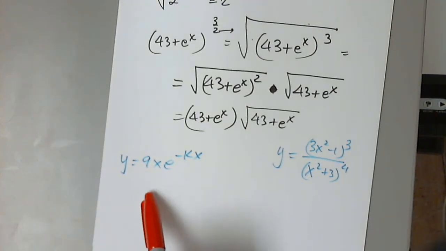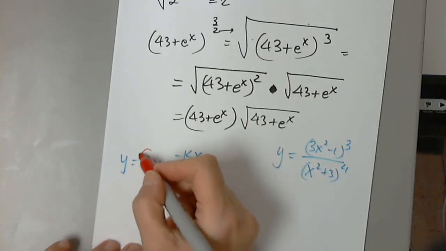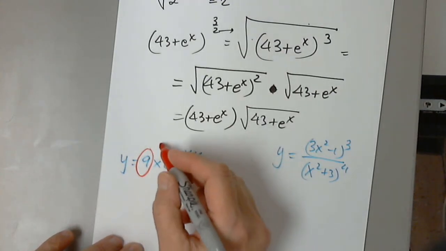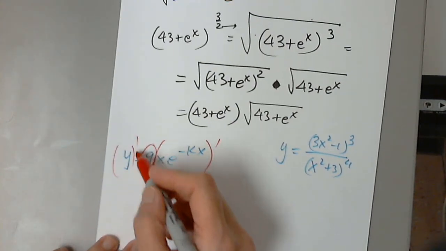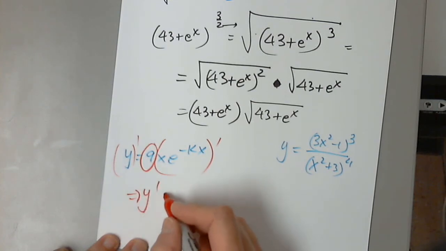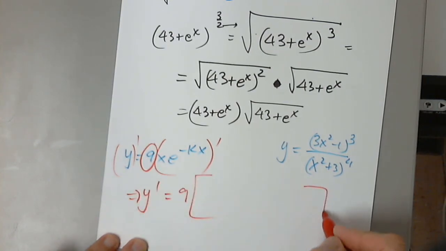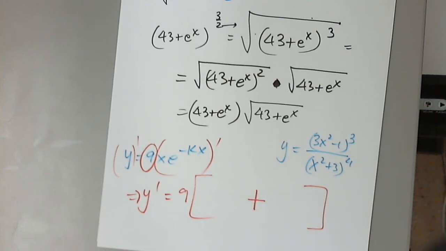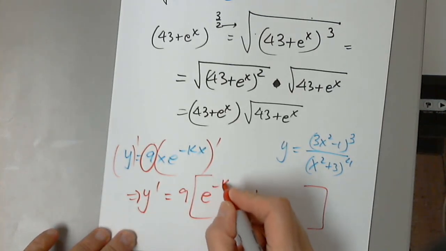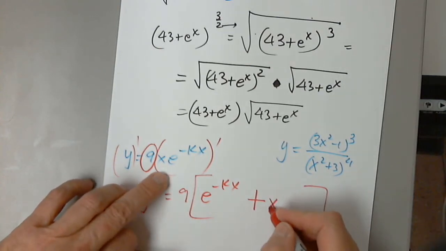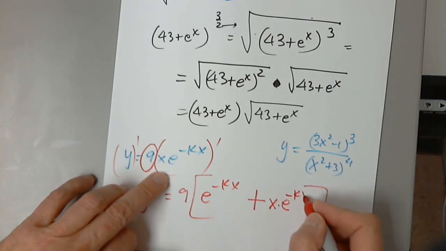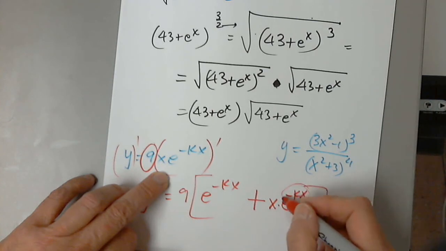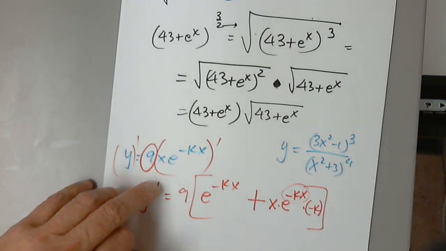Okay, so here we want to differentiate. Leave the 9 outside because it's a product. So differentiate the product. So from here I have y prime equals 9. Every time I differentiate a product, I have to get a sum of 2 terms. So when I differentiate x, I get 1. So then I have to keep e to negative kx. Then I keep x. I multiply by e to negative kx, but I have to multiply by the inner function prime, which is negative k.